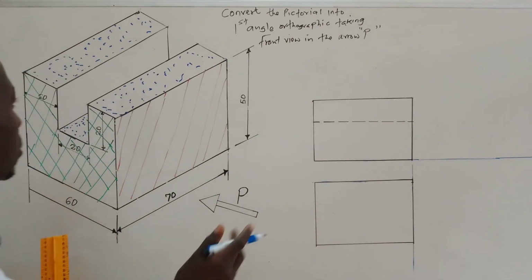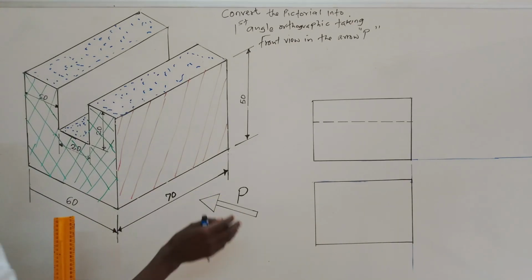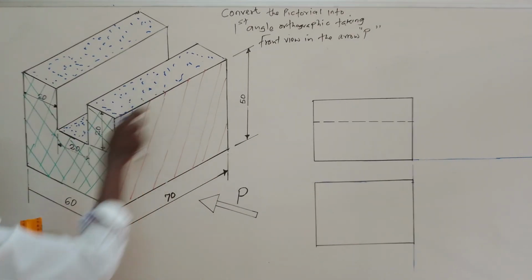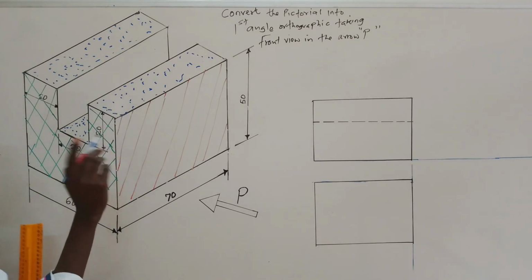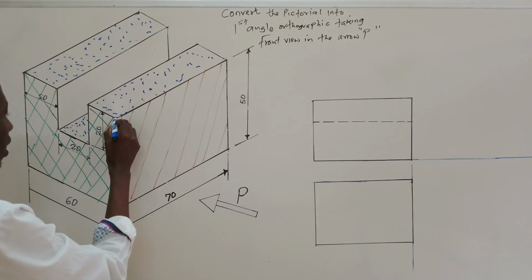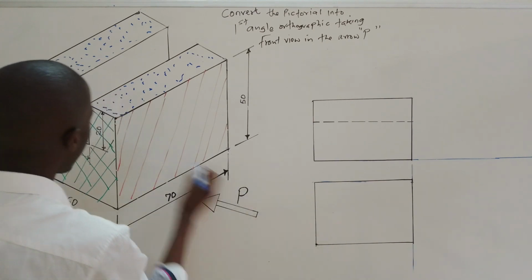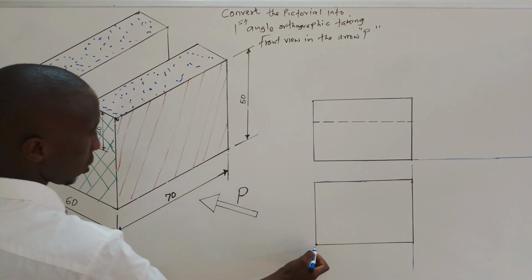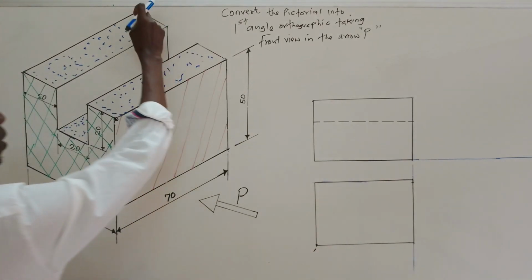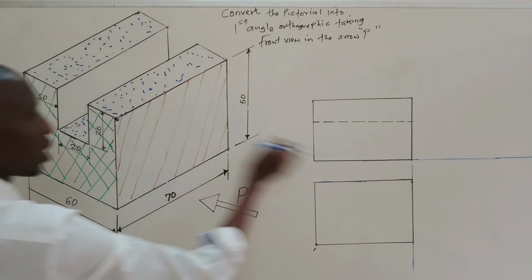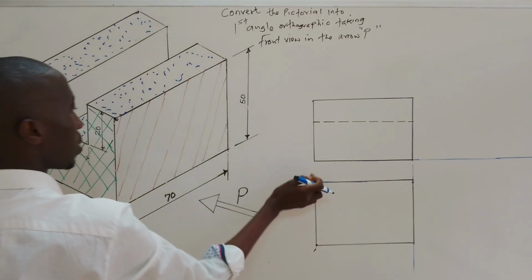Now we want to give the surfaces. How many surfaces are available? We have 1, 2, and 3. So remember this. This corner here is this corner. This corner 1 here is this corner. This corner is this corner, and the other ones are now clear. This one and this one. So this one is this one. This one is this one.